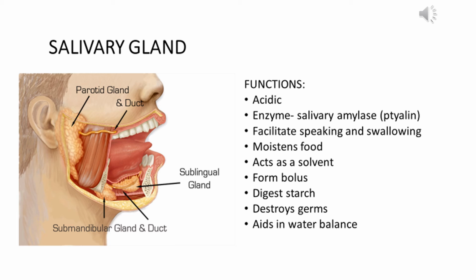What are the functions of the salivary gland? The salivary gland is producing saliva, and it is where the digestion of the food starts with the help of the saliva, because the saliva has an enzyme which is called salivary amylase or ptyalin, and this ptyalin is helping to digest the starch or sugar or carbohydrate.